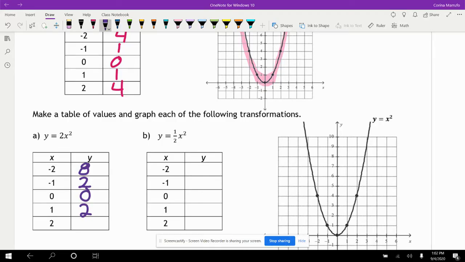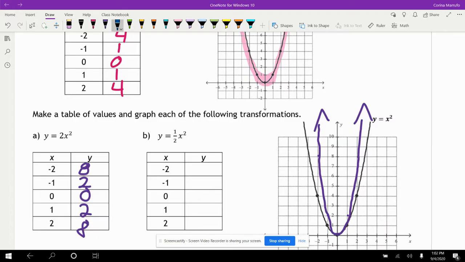So I am going to graph this. It's going to be -2, 8; -1, 2; 0, 0; 1, 2; and 2, 8. Now, please forgive me because it's really hard to make straight lines with this stylus. There we go, and that's what it looks like. This is what we call when our graph gets narrower. It gets a little bit skinnier. So let's try the next one.